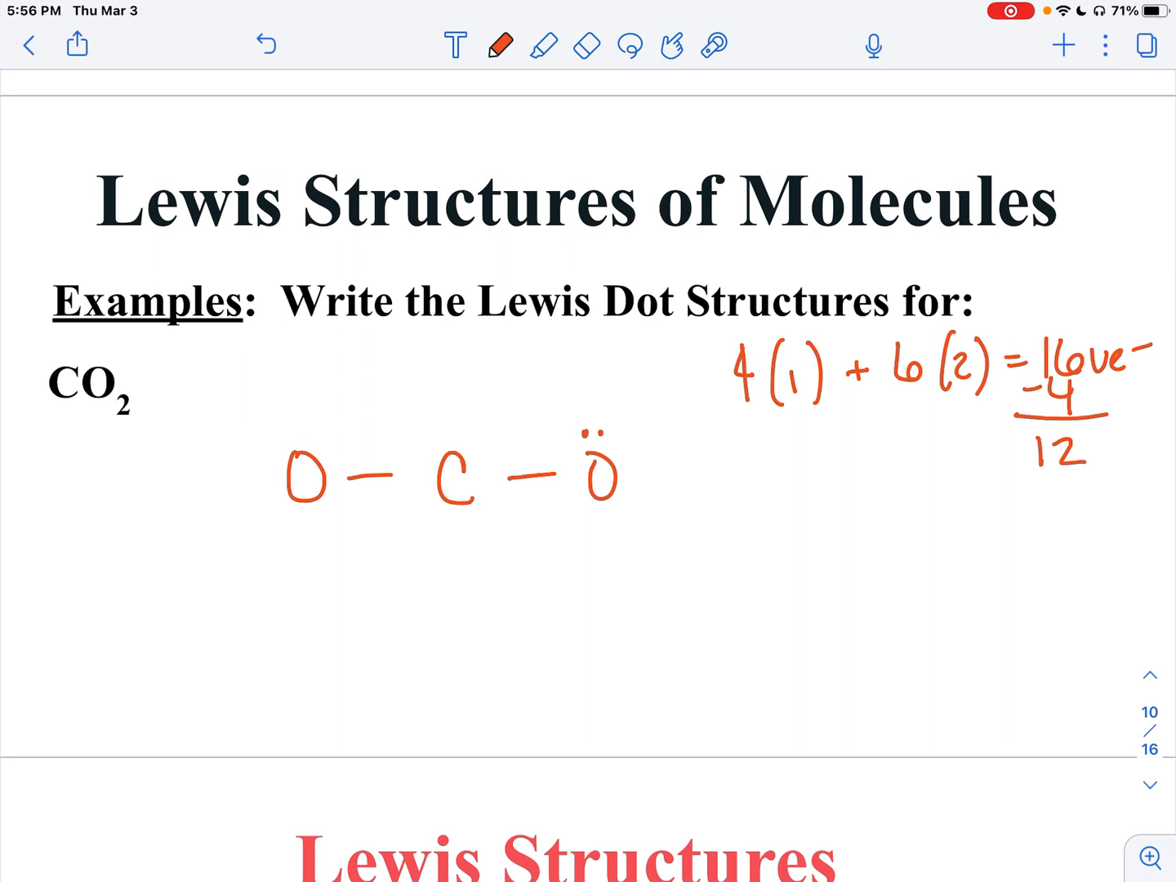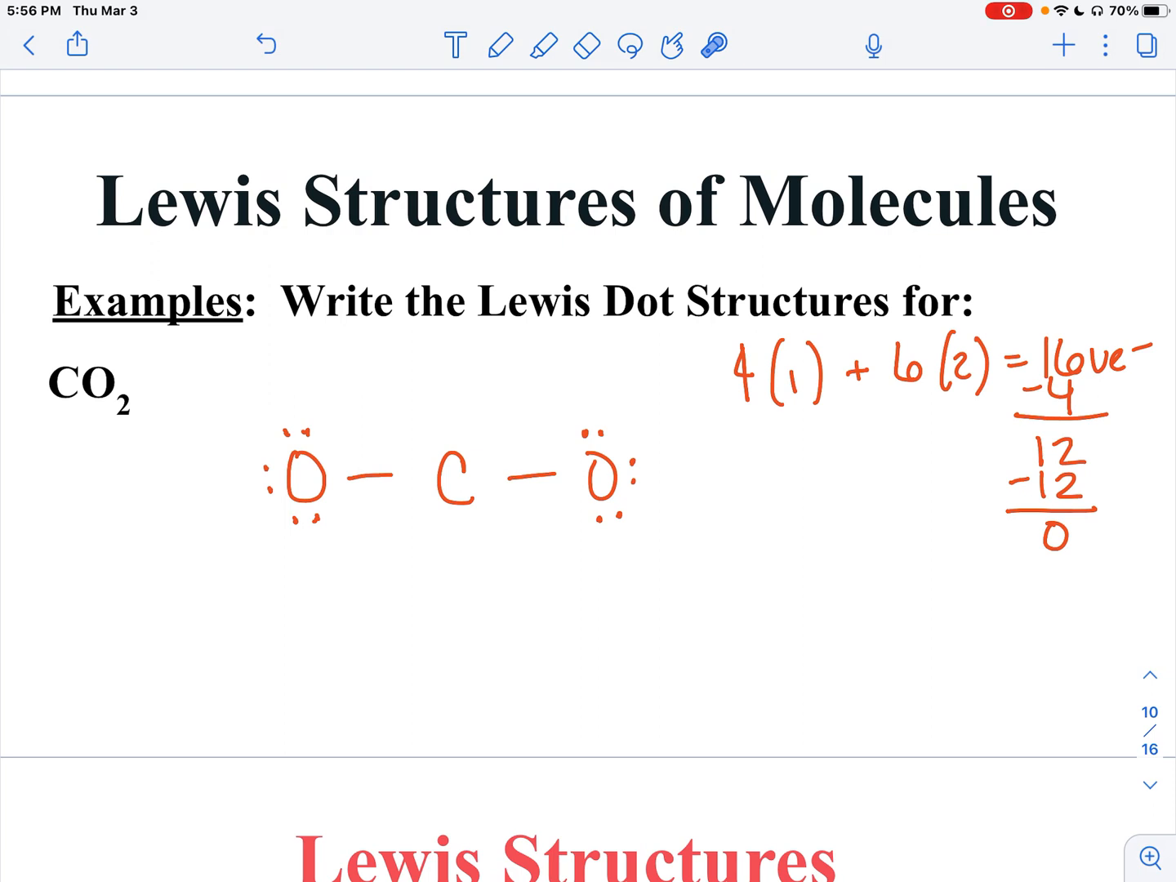Next step says to put 3 pairs around each terminal atom that's not hydrogen. And I drew 12 dots. But now it's important to go back and make sure each atom is following the octet rule. 1, 2, 3, 4, 5, 6, 7, 8. So that oxygen is good. 1, 2, 3, 4, 5, 6, 7, 8. That oxygen is good. But look, carbon only has 4.